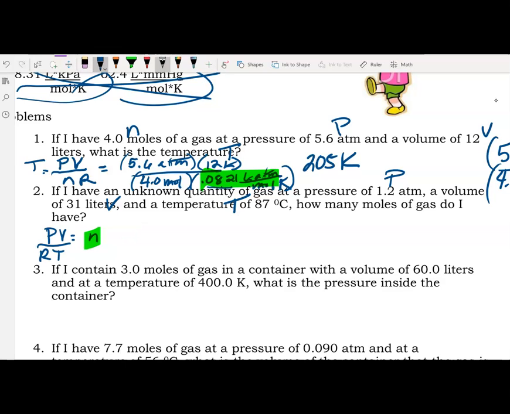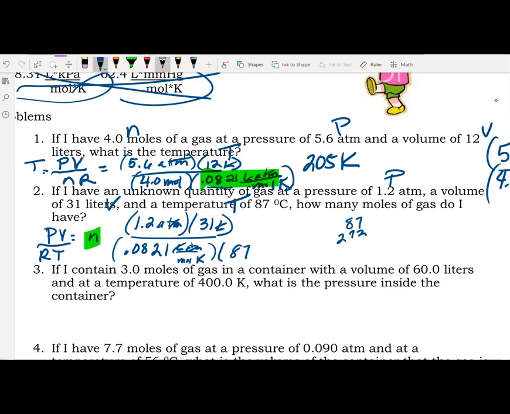Yeah. So pressure is 1.2 atmospheres. Volume is 31 liters. R is 0.0821 liter atmospheres over mole Kelvin. Atmospheres cancels, liters cancels. And temperature of 87. Do I put 87 there? No. Plus 273. I have to convert, and so I get 360. That's cool.